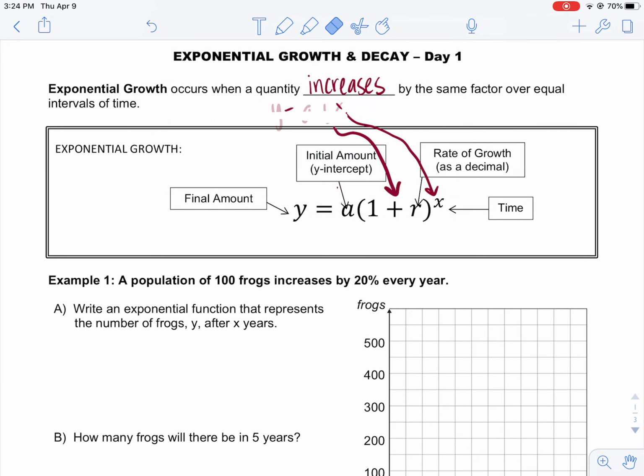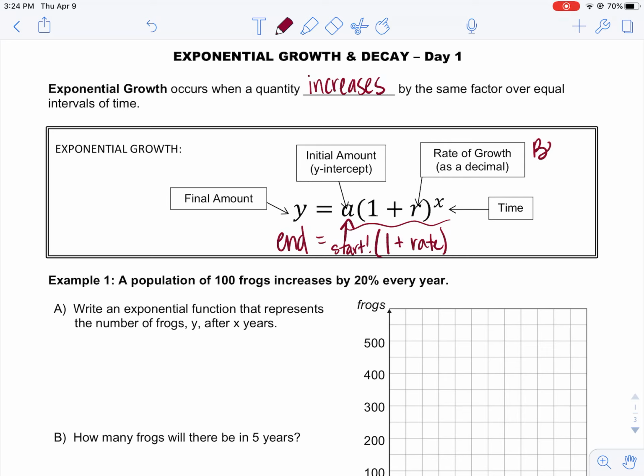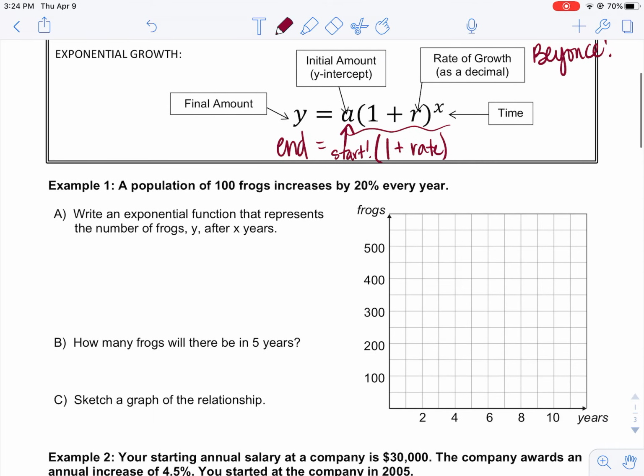So the first thing you need to notice is your y value is going to be your final amount. So this is going to be where you end, okay? You're going to do all this work over here and end up with an answer, okay? A is your starting value. So this is where you start here. Start at the y value first. And then we always take 1 plus our rate as a decimal, okay? So I'm going to put Beyonce. You're going to get it in a little bit, but that's where we figure out our R value. And then X is represented as time.